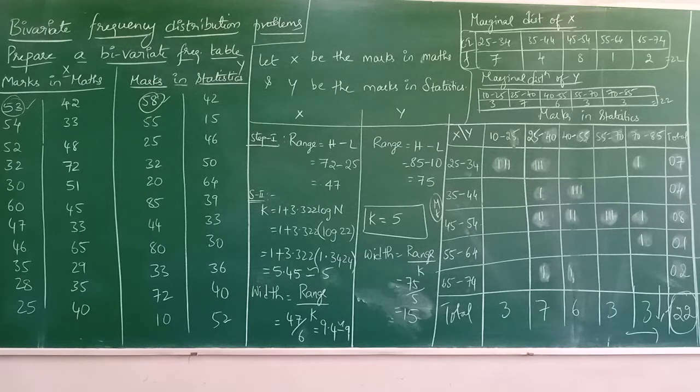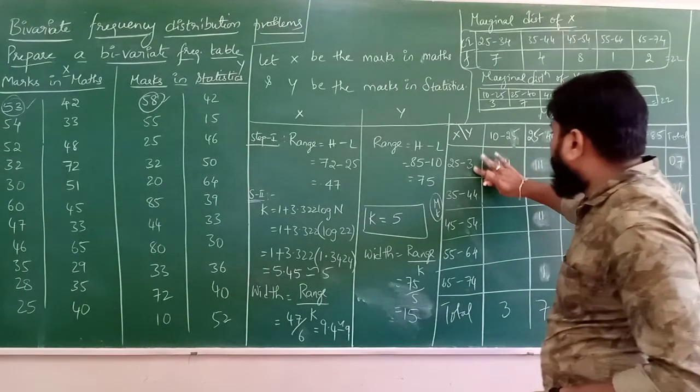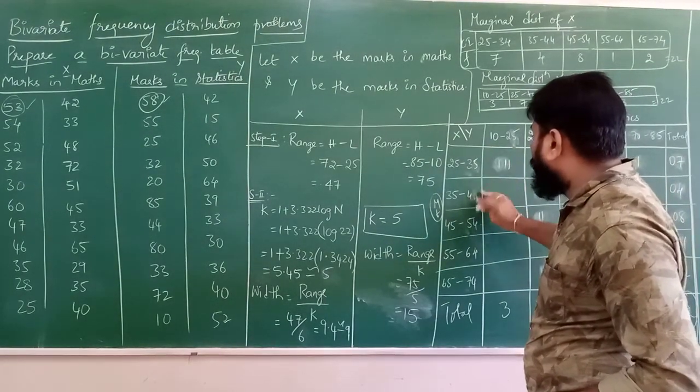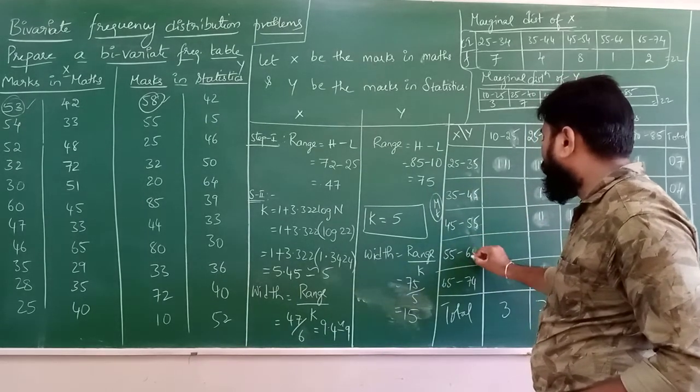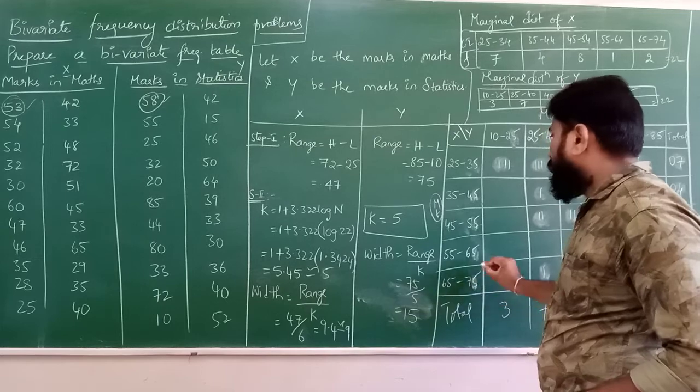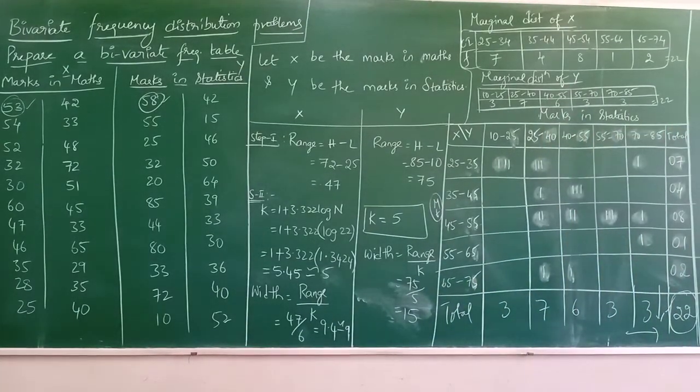At the same time, even exclusive type of class interval also can be taken. 25 to 34 is there, no, up to 35 can be taken. Now again 35 to 44. So this one can be taken as exclusive type also: 25 to 35, 35 to 45, 45 to 55, 55 to 65, 65 to 75. So exclusive type of class interval we have taken there.